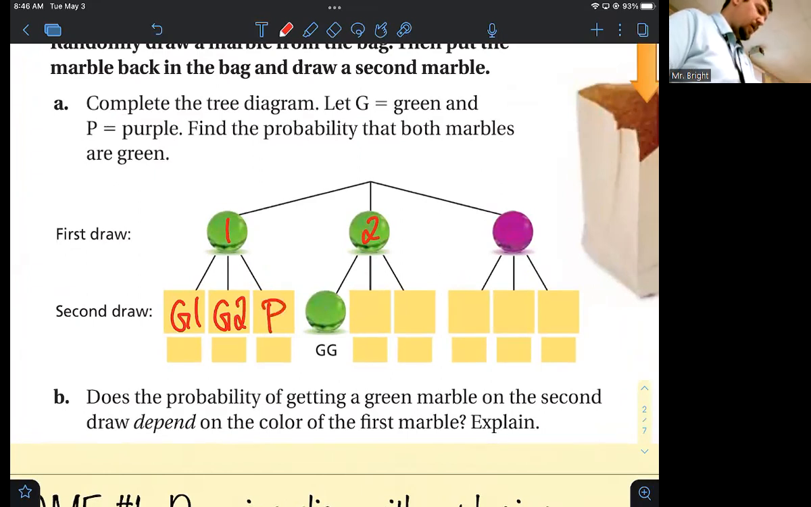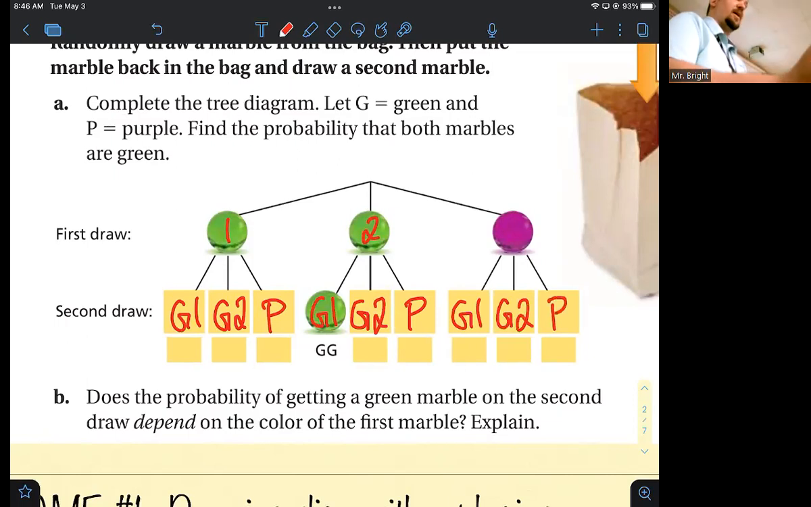So could I draw the second green marble and then the first green marble? Absolutely. I guess that would be G1. I could also draw the second green marble and then draw the second green marble again, G2. Or I could draw the second green marble and then draw that purple marble. Or I could draw the purple, draw G1. I could draw the purple marble, draw G2. Or I could draw the purple marble and then draw the purple marble again. The key here is because I'm replacing it. Otherwise, it wouldn't be there.